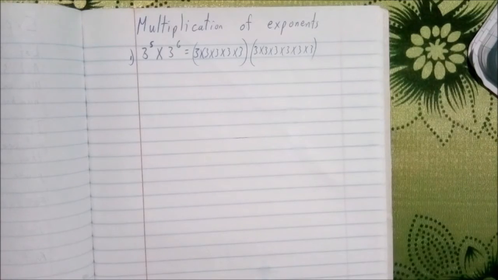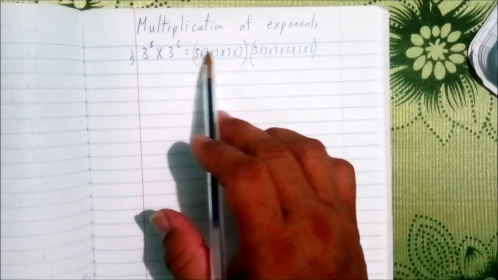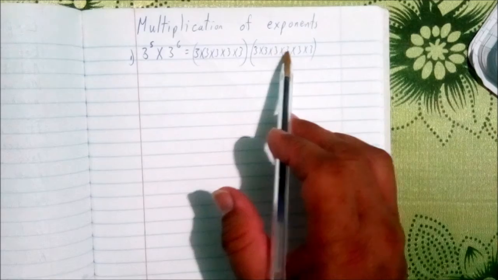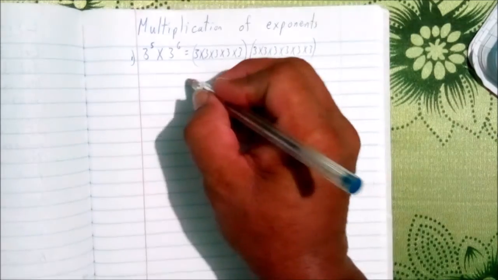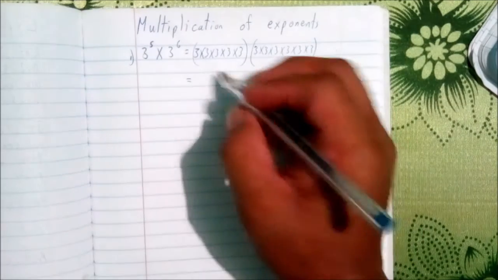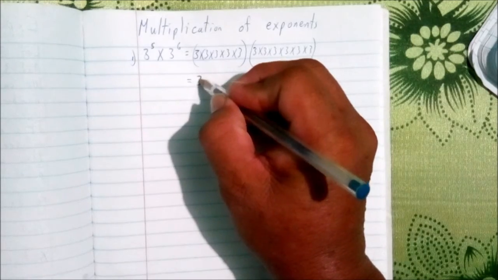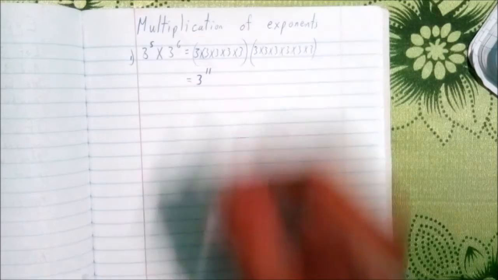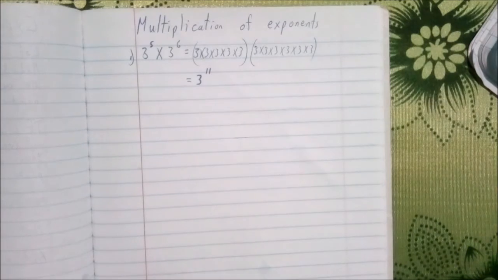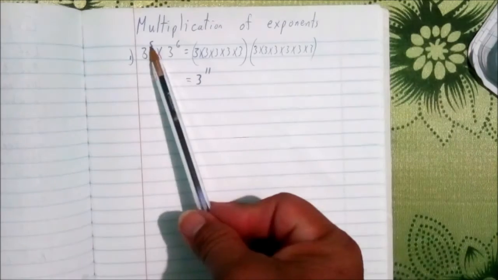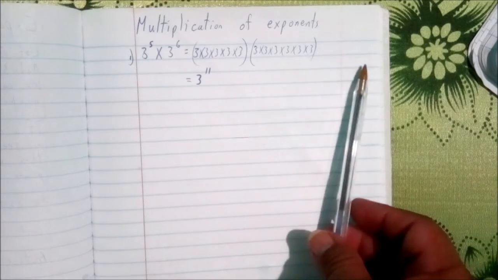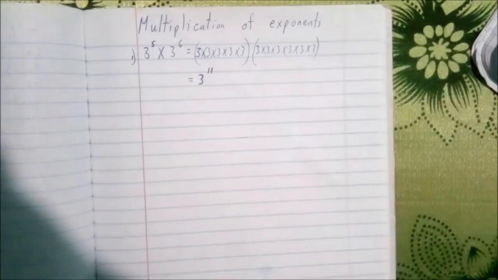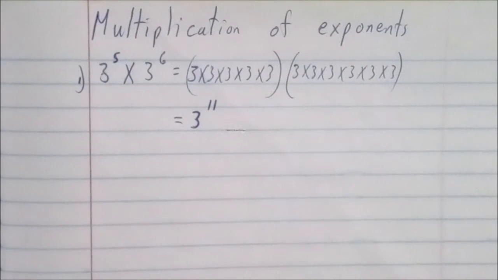So what do we do now? Well, how many threes are there? We have 1, 2, 3, 4, 5, 6, 7, 8, 9, 10, 11. Therefore, our answer will be, you keep the base, which is 3, and how many threes? We said 11 when we counted. But what would happen if this power was up to 100? Are we going to write it down a lot? No, we're not going to write it down a lot. Why? Because there is a rule.